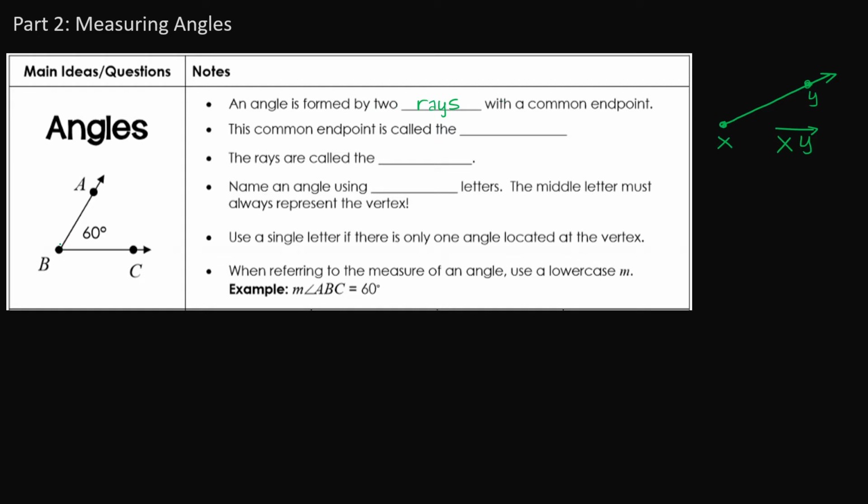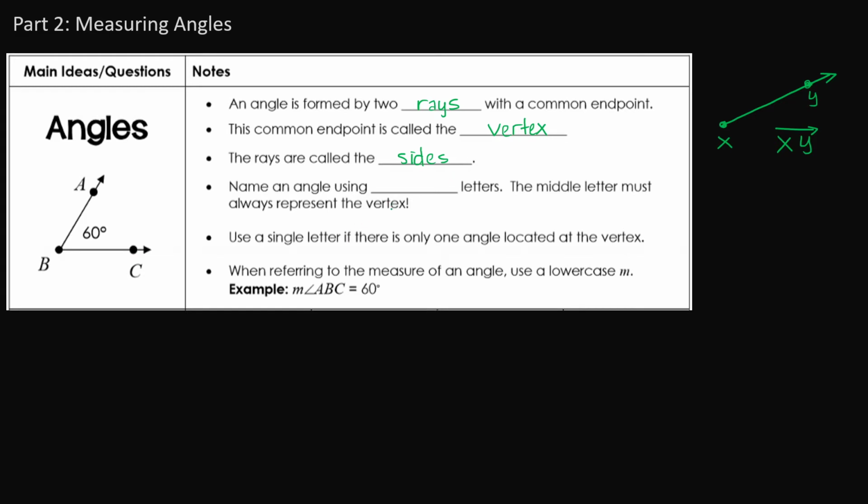In the diagram here, you see ray BA and BC. Their common endpoint is B. This common endpoint, B, is called the vertex of the angle. Some of this vocabulary may be familiar to you. The rays are called the sides of the angle. So ray BA is one side of the angle, ray BC is the other side of the angle.